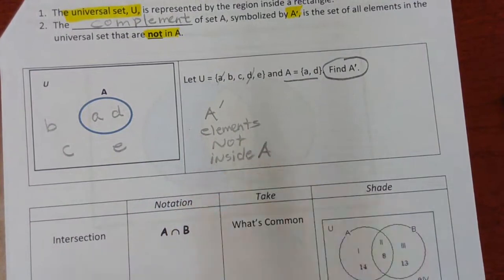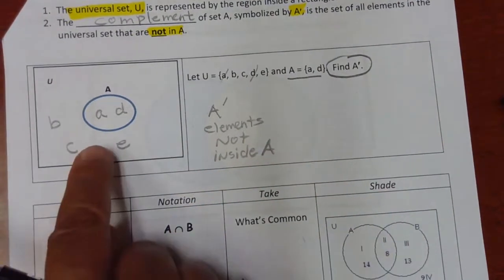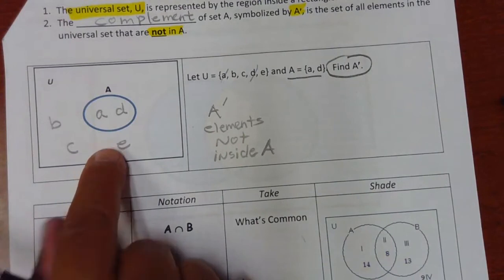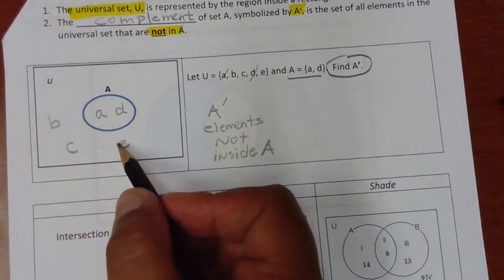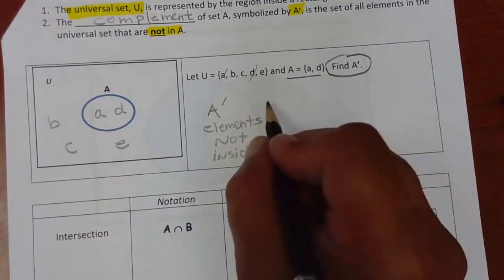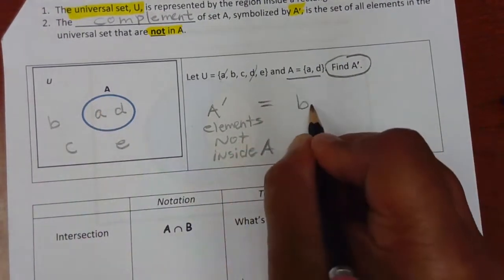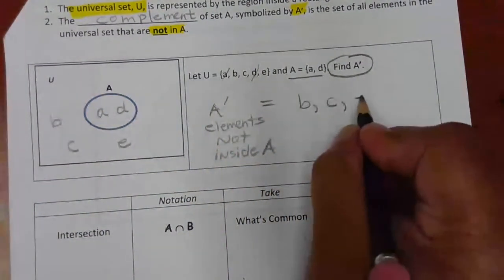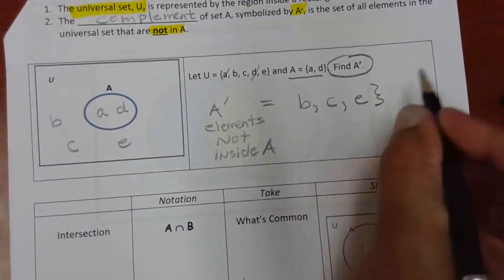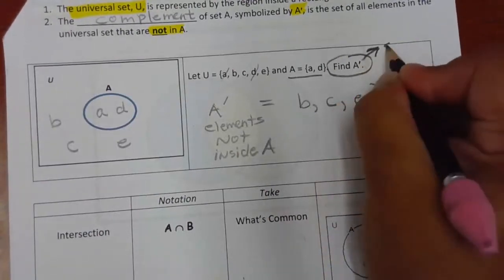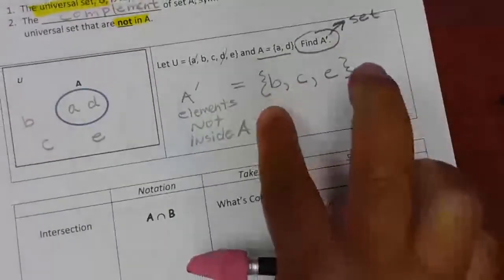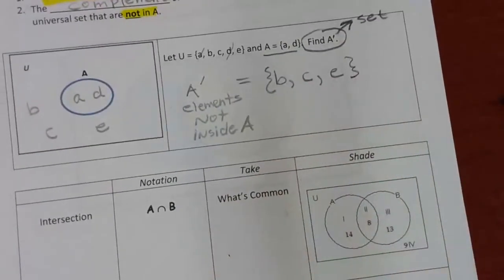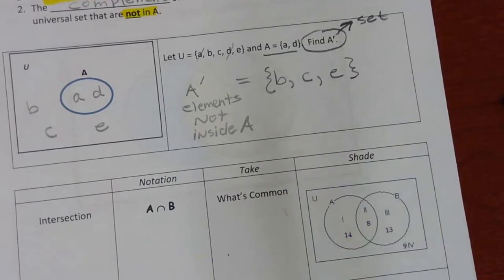We use capital letters when we're talking about a set. When we're drawing pictures of them, we use circles or ovals. So you can see that these are all the things that are in the universal set, but not in A. The answer to this would be B, C, and E. A complement is a set. So you give it in set notation, and you separate the objects, or the elements, whatever you want to call them, by commas.